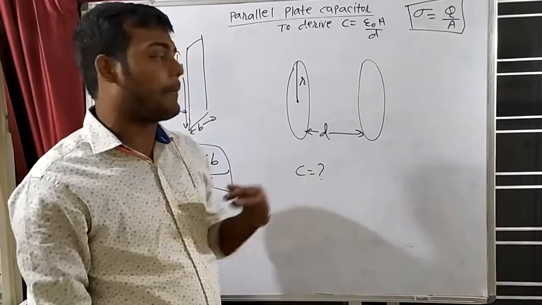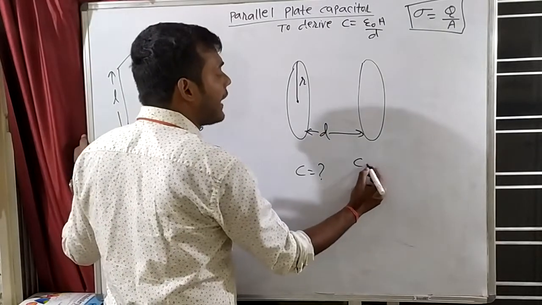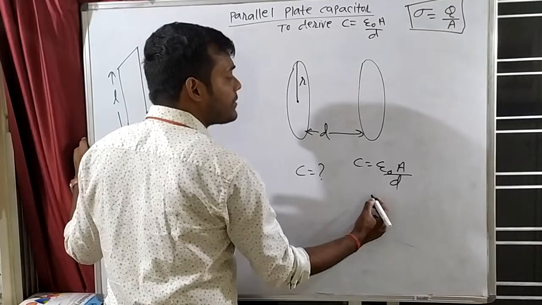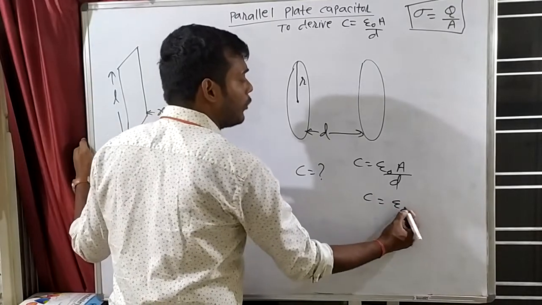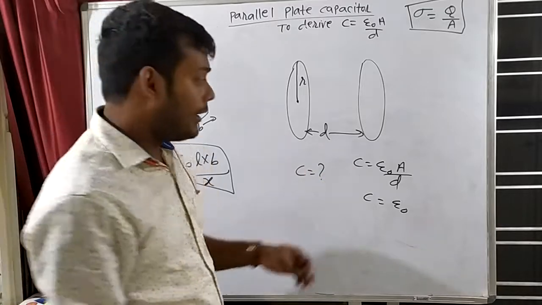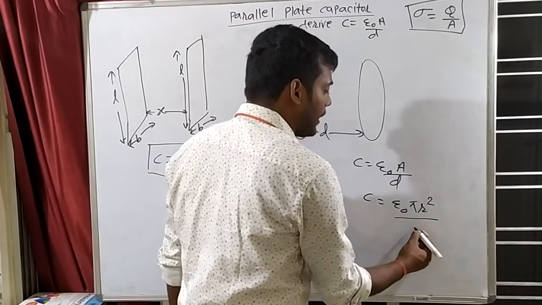How will we calculate the capacitance of the capacitor? We know that capacitance is equal to epsilon naught A by D. Is it? So what will be the capacitance? Capacitance is equal to epsilon naught. What will be the area of this plate? Area will be pi r square, the area of the circle. So this will be pi r square divided by D.